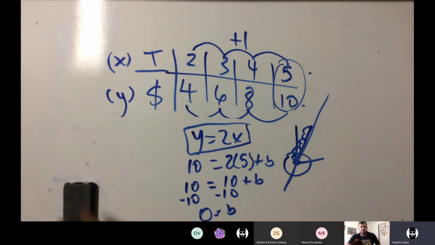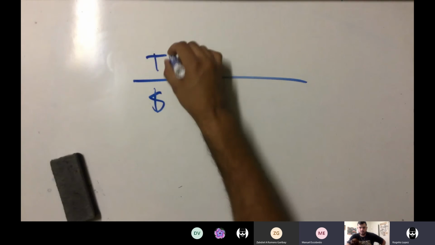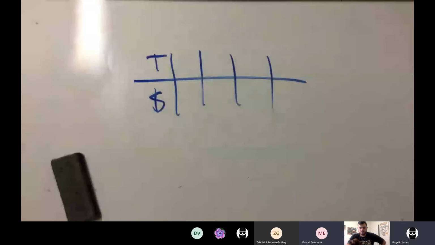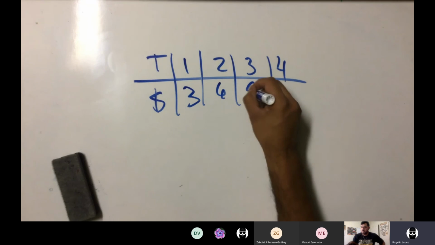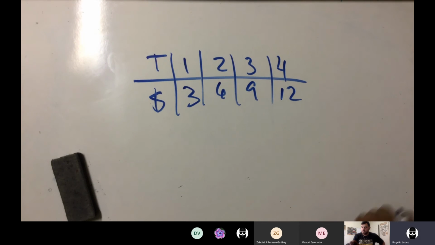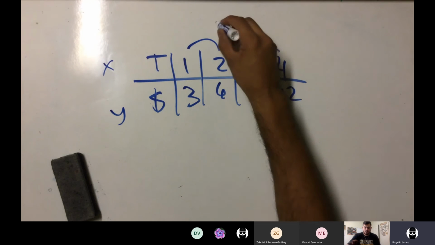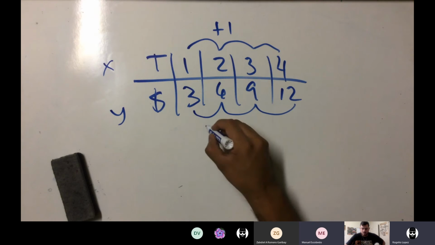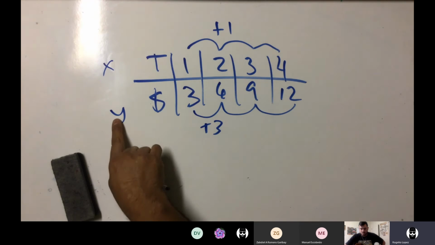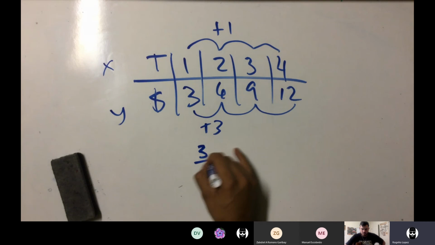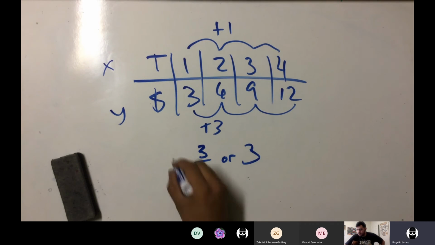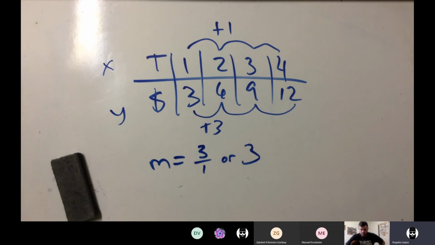So let's do the next one. All right, the next table is going to be, let's do B. Again, tickets and costs. I have 1, 2, 3, 4, and then I have 3, 6, 9, 12. Let's see if there's a pattern. Remember, these are your X's, these are your Y's. Over here, it's going +1 every time. And over here, there's a pattern also. It's +3. So again, changing Y over changing X. So that's going to give me 3 over 1 or just 3 for slope. So my slope is going to be 3.